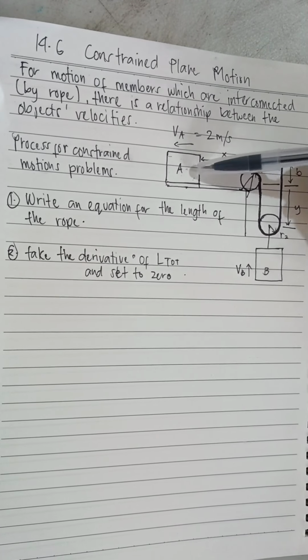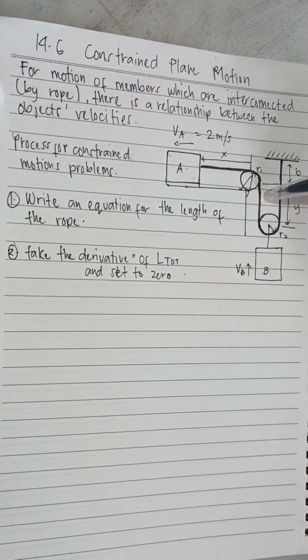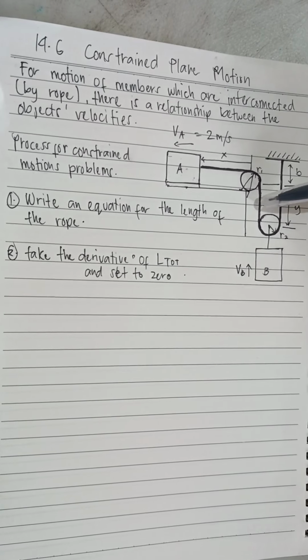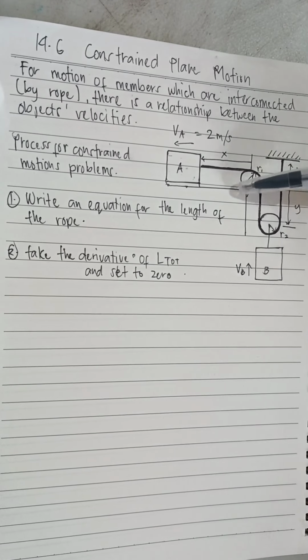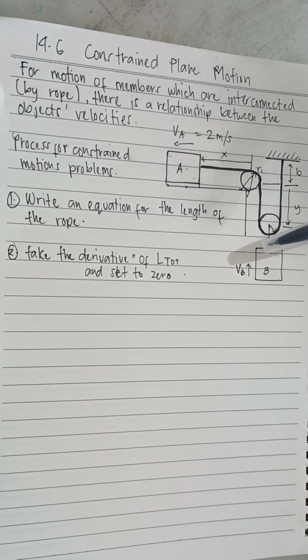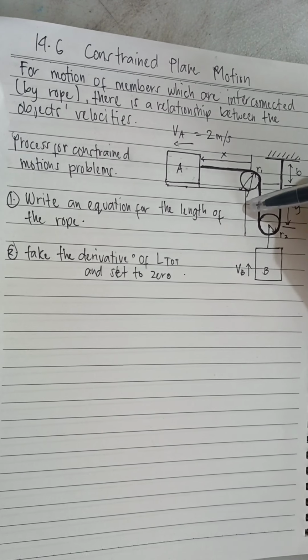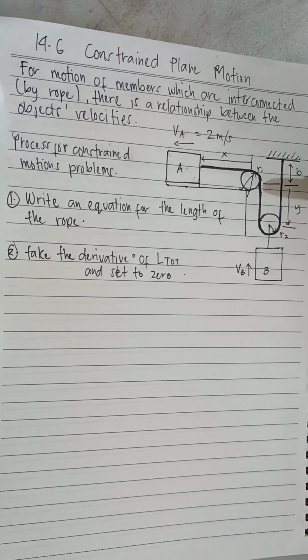Kasi pag hinila ito, tataas itong block B. At mag-shorten itong rope na nasa Y. If I pull at A with a velocity of 2 meter per second, then block B is gonna go at 1 meter per second. Hindi ba? Pero sa mas complicated na problems, mahirap na natin makita ang mga yan.